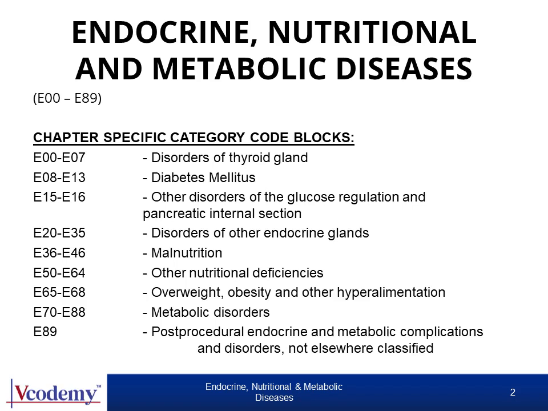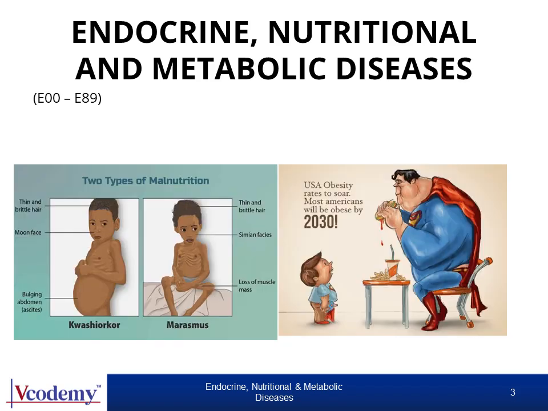So these are the chapter specific category code blocks. So if you want to check a disorder of the thyroid gland, you can directly go to the code range, that is the category E00 to E07. You will find the ICD code easily. So diseases of the endocrine system are classified along with the metabolic and nutritional conditions. These conditions include thyroid disorders, diabetes mellitus, malnutrition, overweight, obesity, metabolic disorders, pancreatic internal secretions and post-procedural complications.